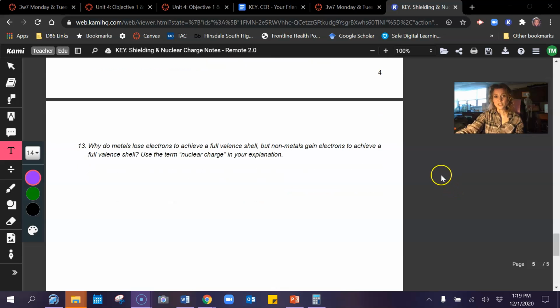All right, we've got one more question. Why do metals lose electrons to achieve a full valence shell, but non-metals gain electrons to achieve a full valence shell? Use the term nuclear charge in your explanation. Now remember, the metals are on the left of the periodic table and the non-metals are on the right of the periodic table. And this is going to be explained as a trend in a period. So you should not be talking about shielding here. You should be talking about nuclear charge. Try to explain this to me and then come back and then we'll see how you did.